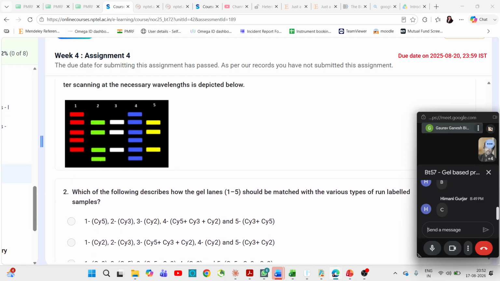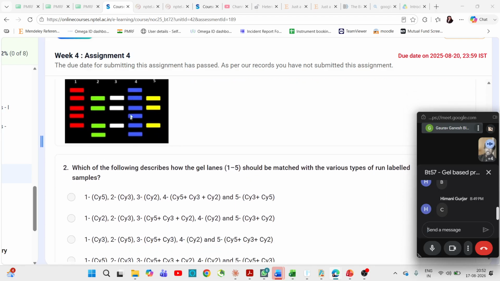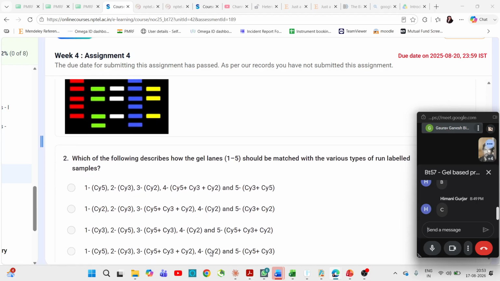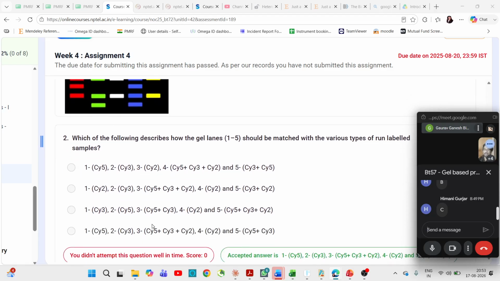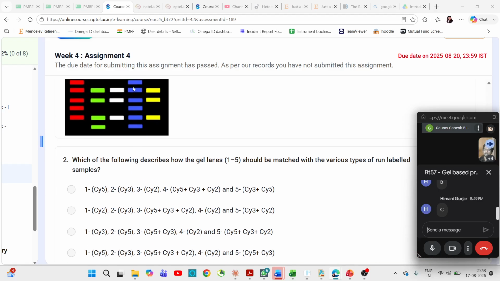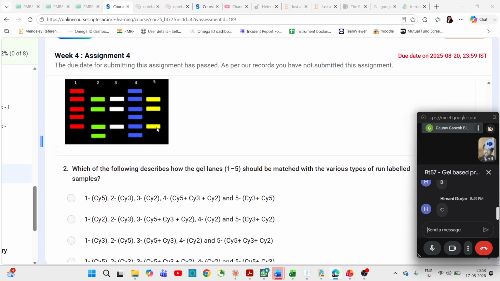So there are two time points, Cy5 and Cy3. If this has everything, this is your internal standard. That's the reason 4 is Cy2, which is the pooled sample. This is Cy5, this is Cy3. Whereas this one is shown white in color, it has all three together, Cy5, Cy3 and Cy2, whereas the fourth one is Cy2 itself, and the fifth one is Cy5 and Cy3.